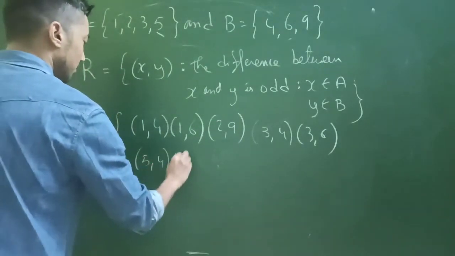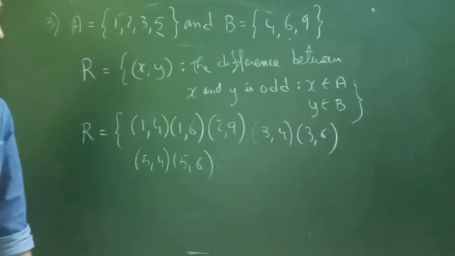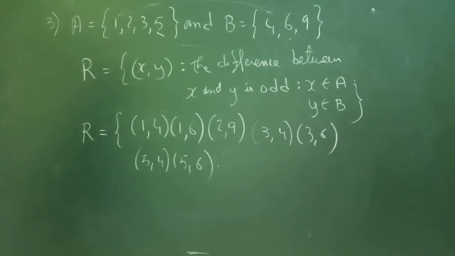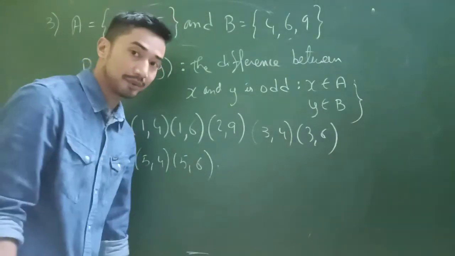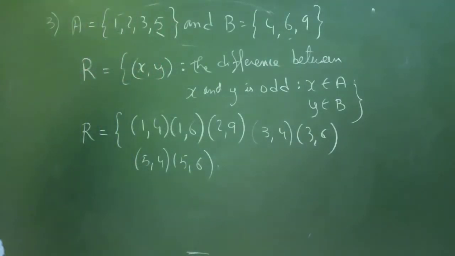5 4, 5 6, the difference is odd. This is going to be the solution: 1 4, 1 6, 2 9, 3 4, 3 6, 5 4, 5 6.